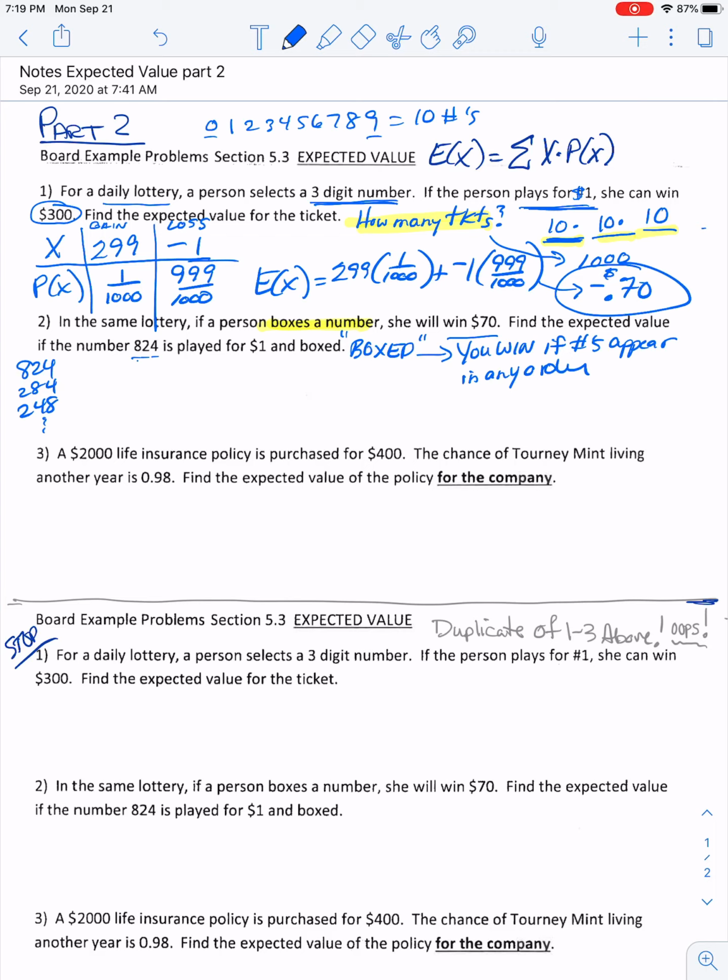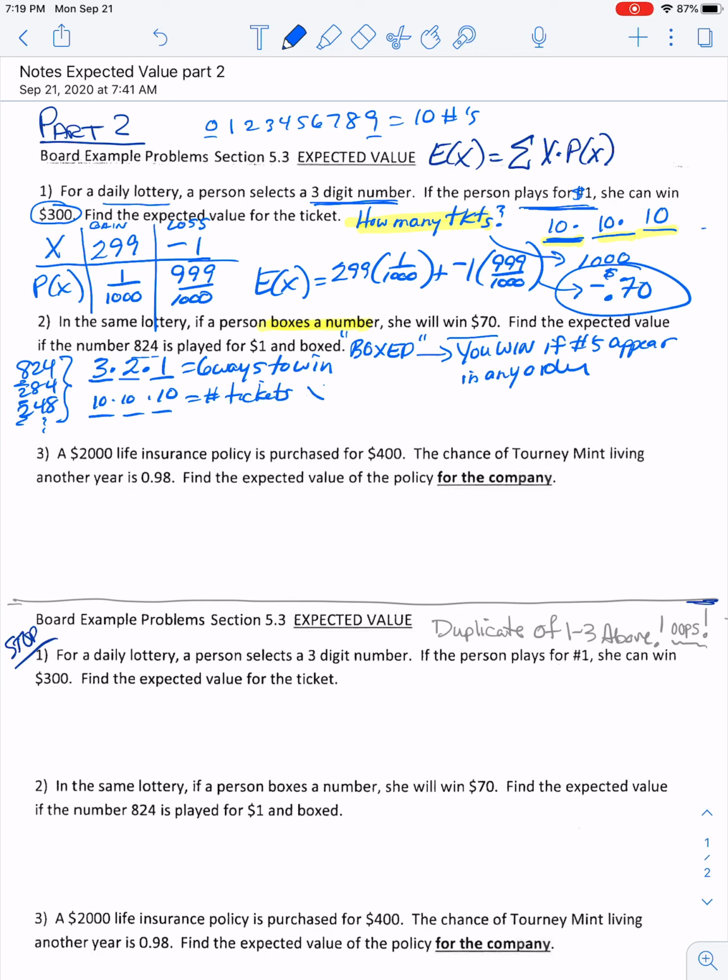Okay, so then the question is, how many winners are there? Or how many ways are there to organize 3 digits? Well, you would have 3 digits to pick from in the first slot. Then if you pick one, there'd be 2 left over. If you pick one, then there'd be 1. So there'd be 6 ways to win. Then the other part is, how many tickets are there? Well, it's still 3 digits, so it's still 10 times 10 times 10 for the number of tickets there are.